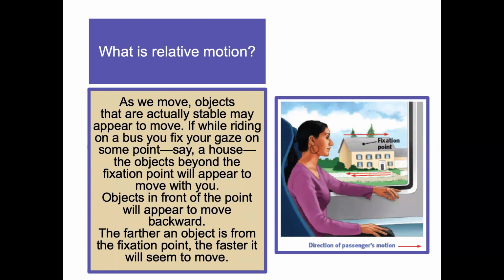can make you feel a little out of sorts. If while riding on a bus, you fix your gaze on some point, like a house, like right there, the objects beyond the fixation point will appear to move with you. Objects in front of the point will appear to go backwards. The farther an object is from the fixation point, the faster it will seem to move when it's actually not moving.